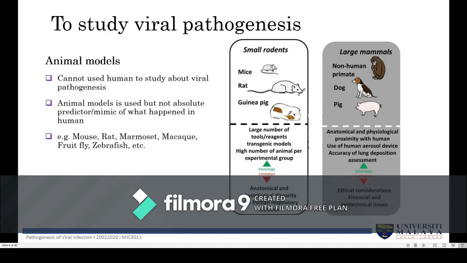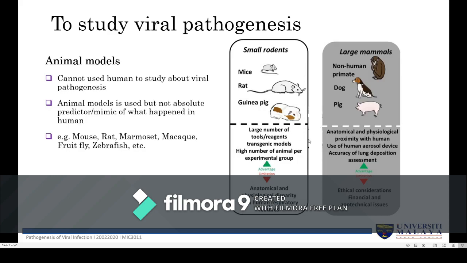The animal models that we usually use are mouse, rat, marmoset, macaque, fruit fly, and also zebrafish. These are examples of small rodents and large mammals. The small rodents are usually mice, rats, and guinea pigs, and the large mammals are non-human primates, dogs, and also pigs. There are advantages and limitations to both small rodents and large mammals.